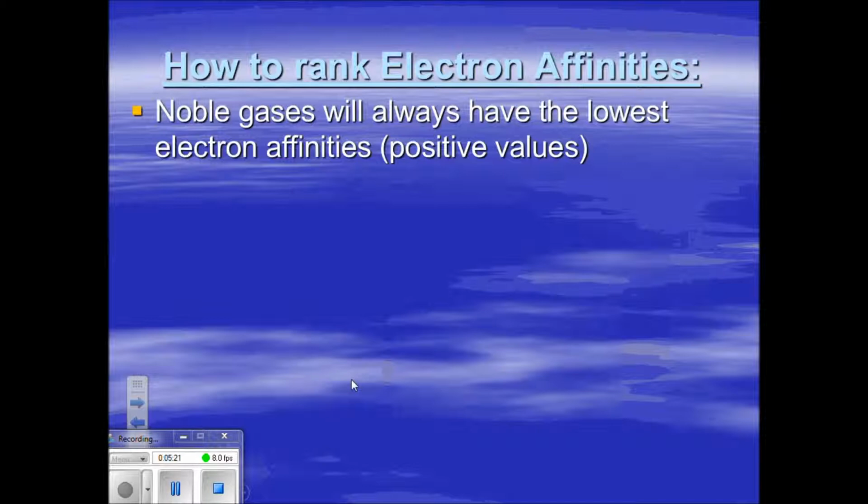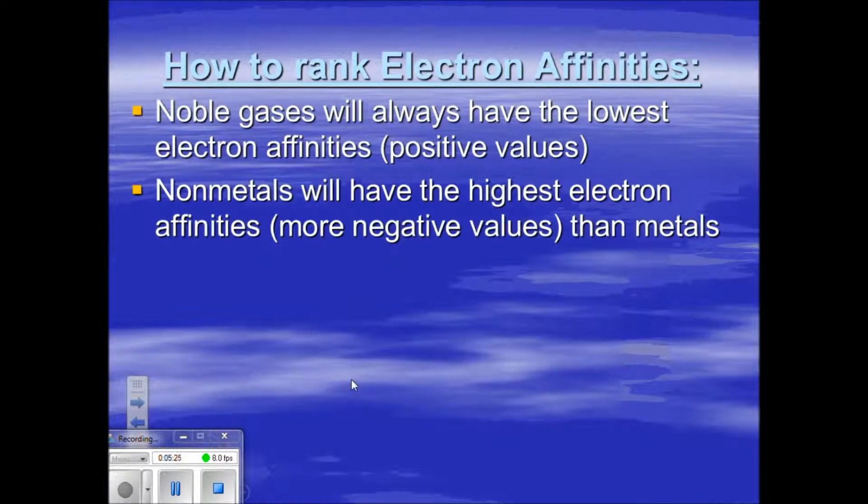Now, if one of them is a noble gas in your pair, then we're going to have to look for other things. The second thing you'll look for is nonmetals. Say you're comparing a nonmetal to a metal. You know that the nonmetal will have a higher electron affinity because nonmetals actually want to gain electrons, whereas metals do not. So you're going to look for noble gases first, then you're going to look to see if you have a nonmetal-metal pairing.